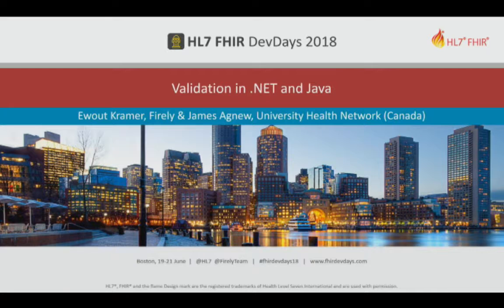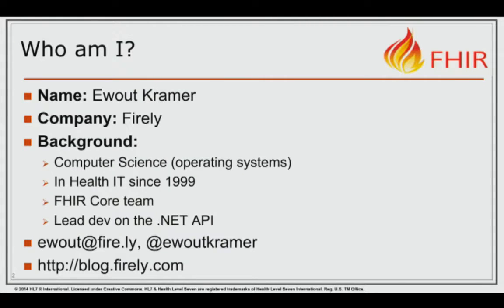Okay, excellent. Well, first off, welcome to validation in .NET and Java. My name is Ewout Kramer, and I work for a company called FHIR, based in Amsterdam in the Netherlands, just a 7 hour flight from here. I'm a software engineer by profession. I loved writing compilers and operating systems, and I got lost in healthcare. I'm a member of the FHIR core team, and I work on the .NET API, and I created most of the stuff that we'll be talking about today, which is the validation API.